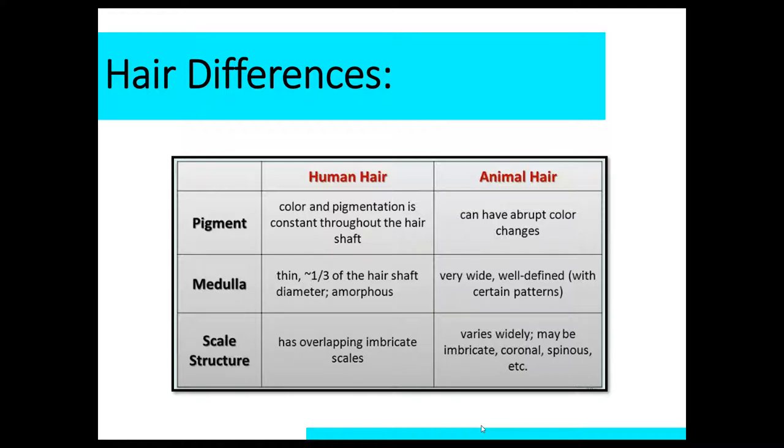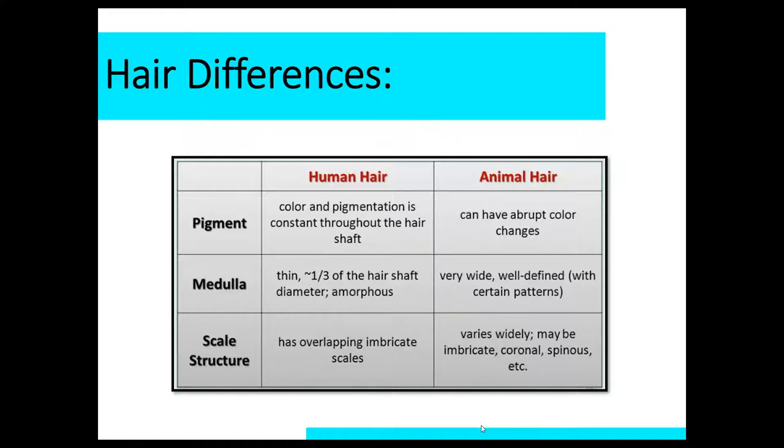Now, the medulla for human hair is relatively thin as compared to animal hair. Animal hair is very wide when we're talking about the medulla. Human hair, the medulla makes up a third of the hair shaft. So that number is going to be important in some future things that we're going to talk about and do. So just make sure that you note that. And there will be another slide that has that information on it. Animal hair, the medulla is very well defined.